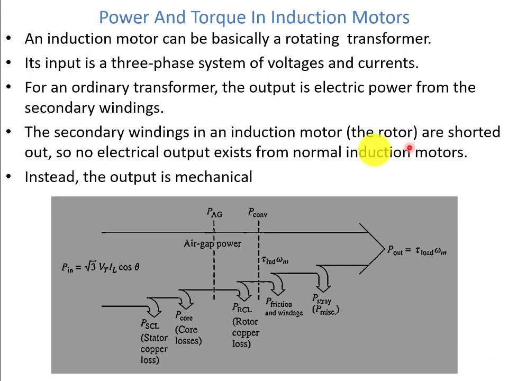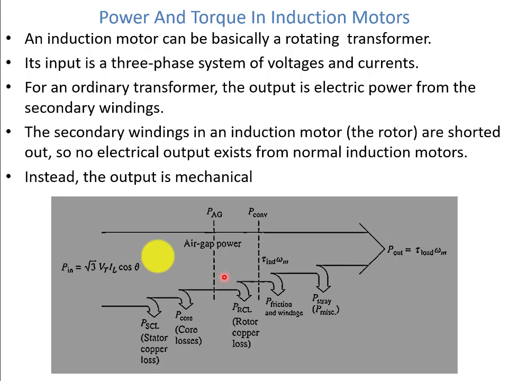An induction motor can basically be a rotating transformer. Its input is a three-phase system of voltages and currents, and for an ordinary transformer the output is electric power from the secondary windings. The secondary windings in the induction motor, the rotor, are shorted out, so no electrical output exists from normal induction motors. Instead the output is mechanical.